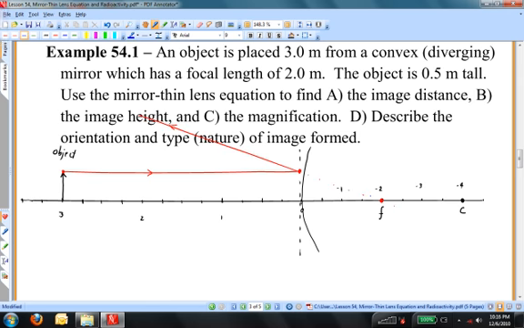sketch the reflected ray. The second ray leaves the top of the object and travels as if it were going to go through the focal point, but it doesn't get to the focal point. It hits the reflecting plane first, and when it reflects parallel to the principal axis.